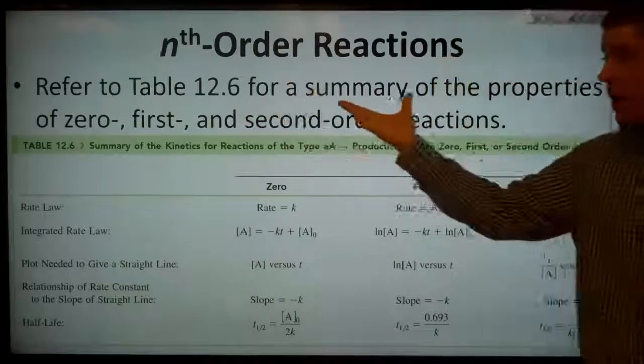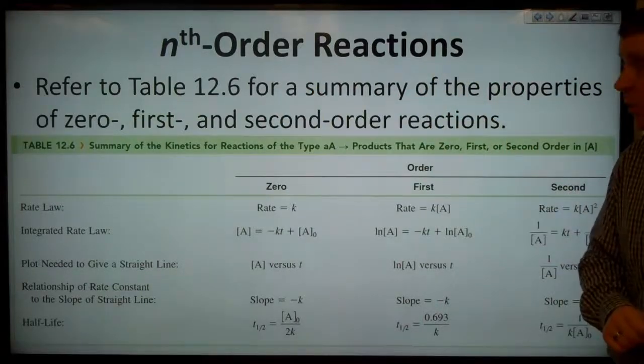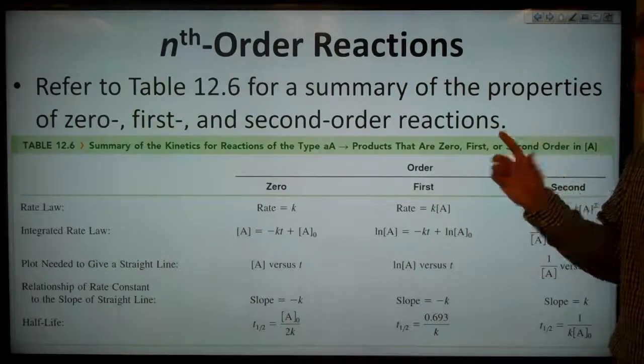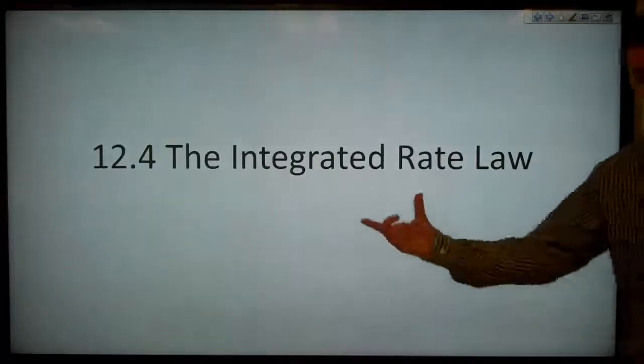So in the Zumdahl text, you can look at table 12.6 for a summary of properties of the zero, first, and second order reactions. That's this table here. So that was the integrated rate law.